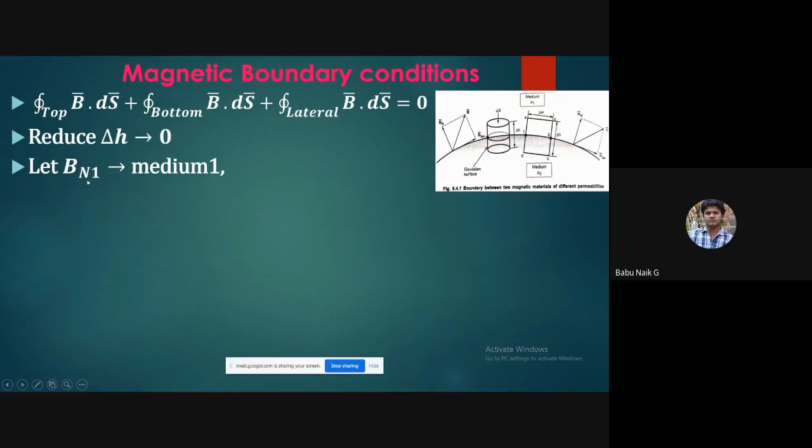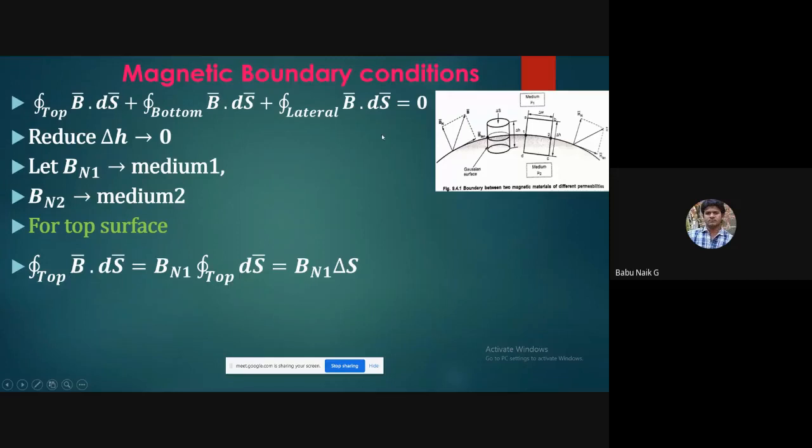After taking delta H tends to 0, Bn1 is the normal magnetic flux density in medium 1, and similarly Bn2 is the normal magnetic flux density in medium 2. Bn1 is on this side and Bn2 is on this side. Now let us consider the top surface first. The top surface is directed perpendicular to the boundary, which is Bn1 in medium 1.